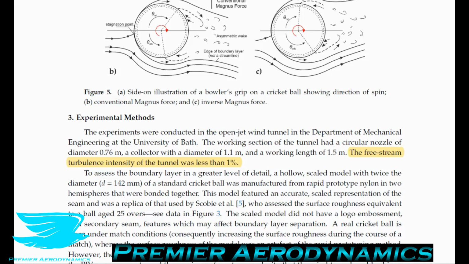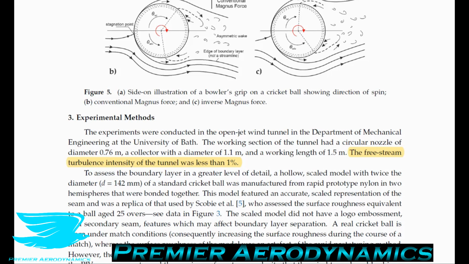One thing that caught my attention though was they said that the free stream turbulence intensity was less than 1%. So that's quite low for an atmospheric condition. I'm not sure what the turbulence intensity is on a regular cricket pitch, but it's probably going to be more than 1%, particularly on a gusty day.